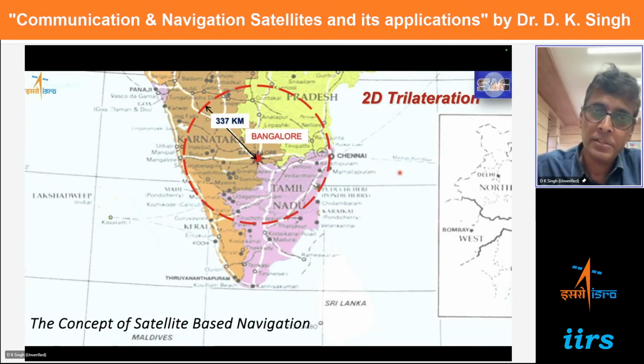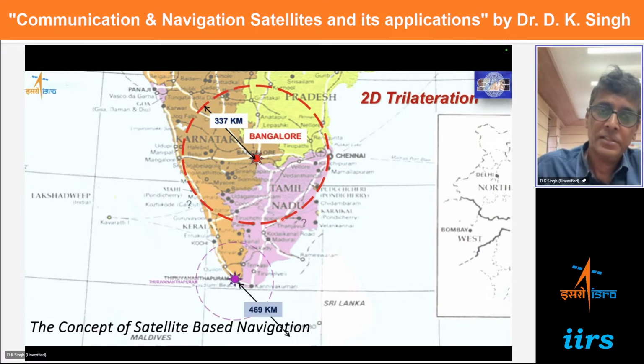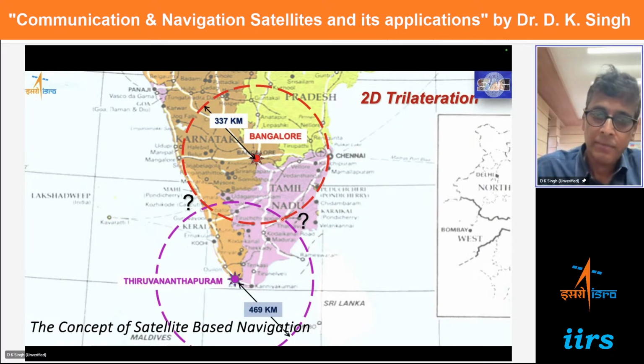Now, just to make it simple, let us say I make a statement that I am at a location which is 337 kilometers from Bangalore. So I can be anywhere on this circle, right? Now I make another statement. I am 469 kilometers from Thiruvananthapuram. So I can be any other place on this circle, but the intersection of these two are the valid solutions. So I am either here or here.